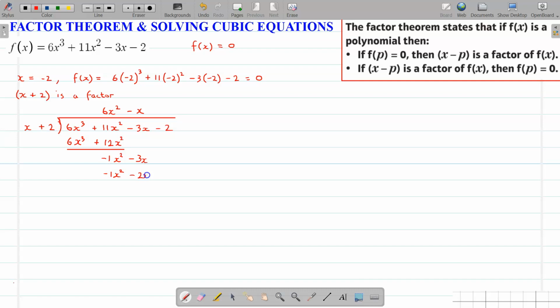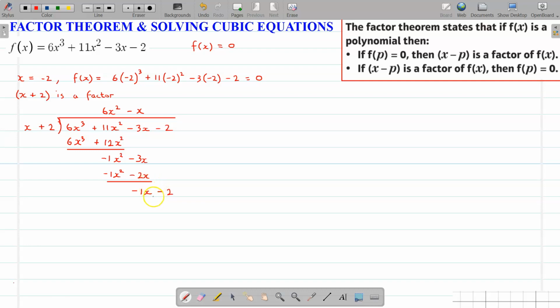I do another subtraction to see what's left over. So I bring that across there. Minus 3x take away minus 2x is the same as minus 3x plus 2x, which is minus 1x, or just minus x. Bring down the minus 2, and now we should find that this goes exactly into this. There should not be a remainder.